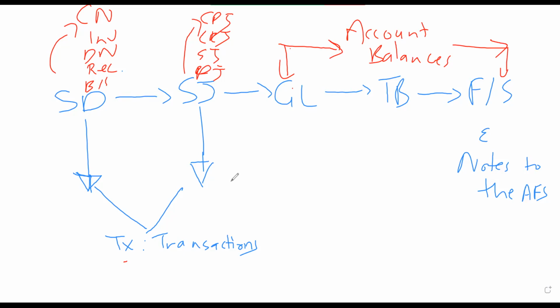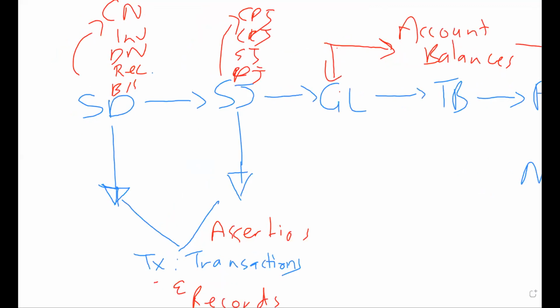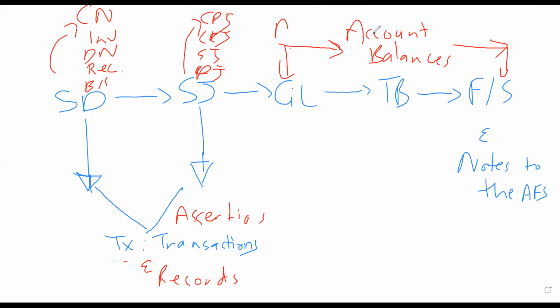So there are assertions only relative to transactions and records, as they would call it. And then you also have assertions only directed to account balances. So we've got assertions only aimed at what? Account balances.